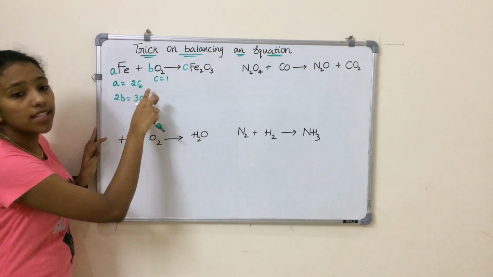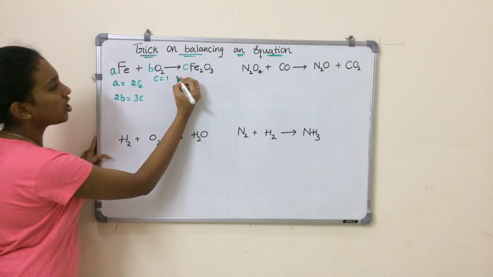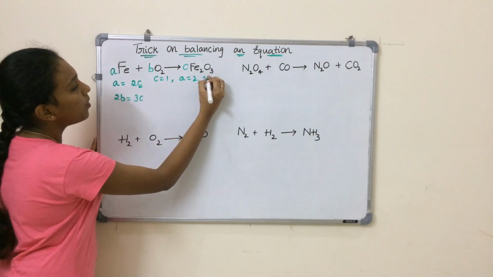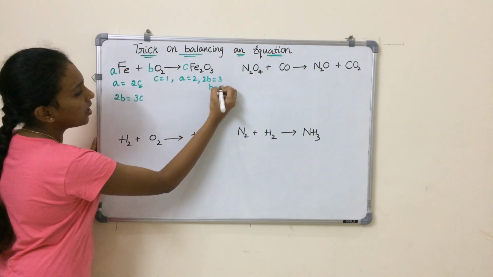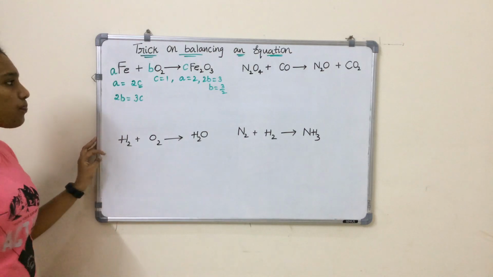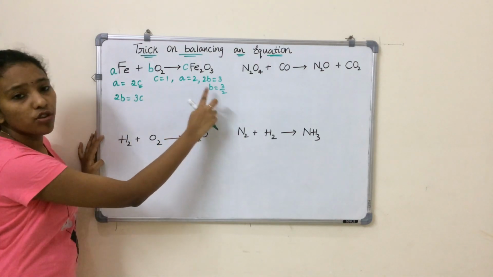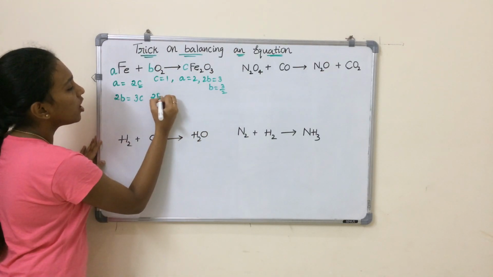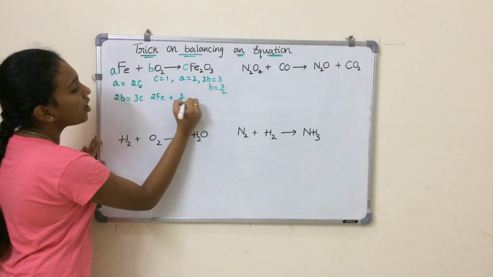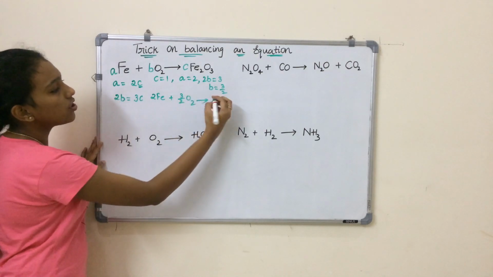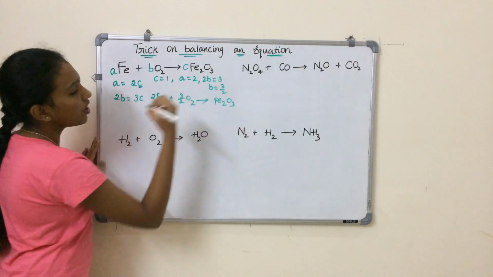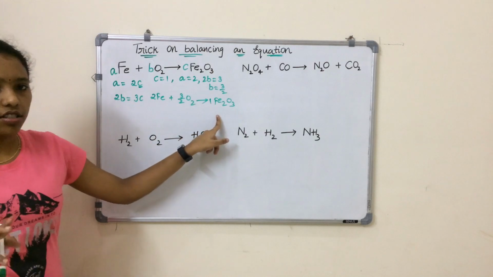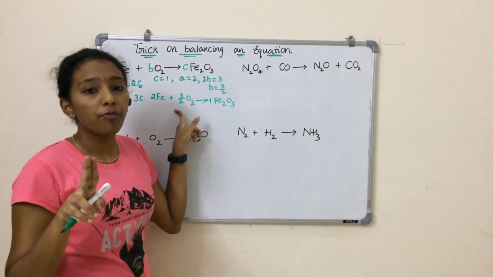So now substitute C equal to 1 in both equations, that gives A equal to 2, B equal to 3, that means B equal to 3 by 2. Now substituting the values of A, B, C in the above equation. So 2Fe plus 3 by 2 O2 gives you Fe2O3. Here 2 and 1 are integers, no problem. But 3 by 2 is a fraction.